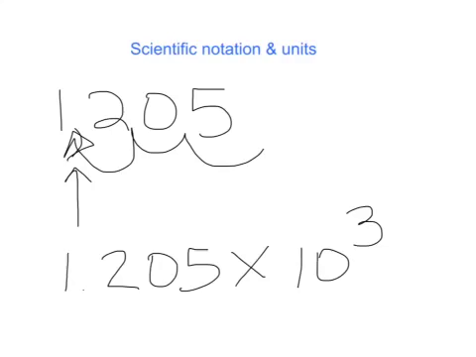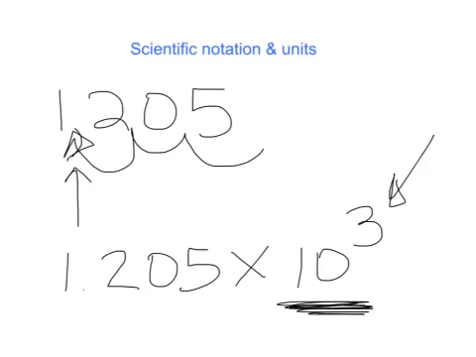This number is basically showing a condensed version of 1205. In other words, scientific notation shows how very large or small numbers can be expressed as the product of a number between 1 and 10 and a power of 10. This 3 shows how many place values we condensed it to.